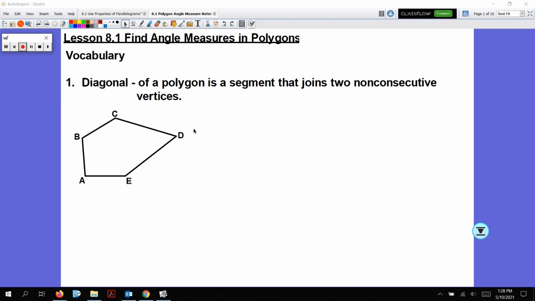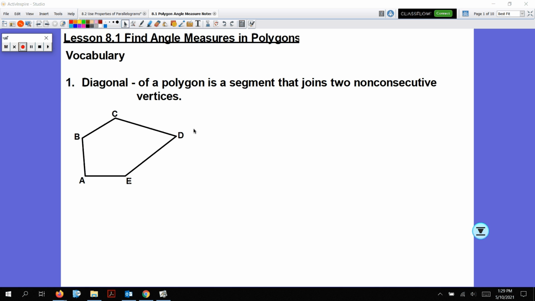All right, so I'm just going to make a video lesson introducing the beginning part of Chapter 8, which primarily has to do with quadrilaterals. But in this section, 8.1, we're going to find angle measures in polygons. Remember, poly means many, gons are like sided figures, definitely Latin-ish, I guess.